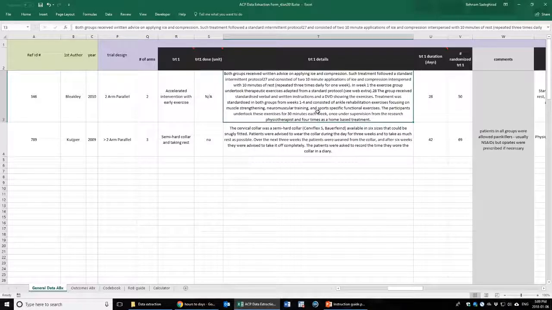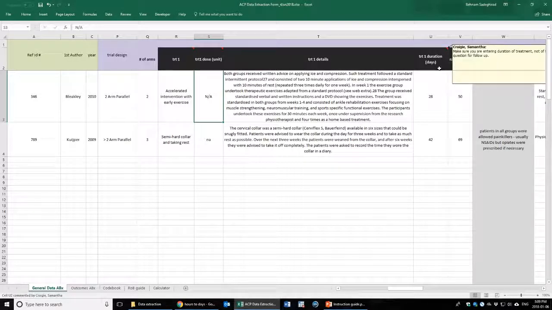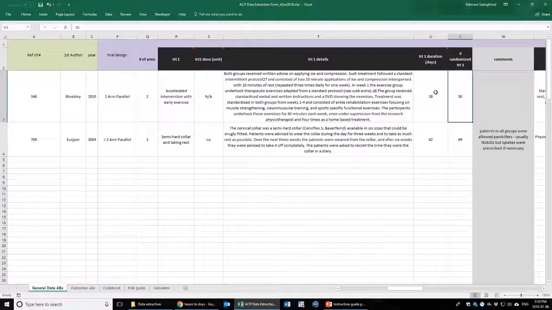Dose is only relevant to a pharmacologic treatment. Enter the dose and then the unit in parentheses. For treatment duration, make sure you are entering the duration of time that patients were on treatment, not the duration of follow-up. They can be different. For instance, patients can be treated for 2 weeks but followed up for 3 months. There is a separate place in the outcomes sheet to record follow-up times.